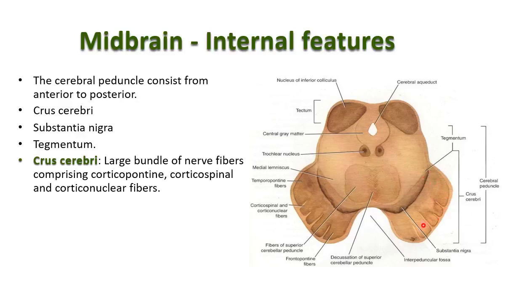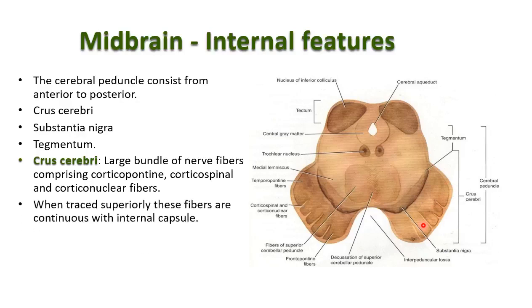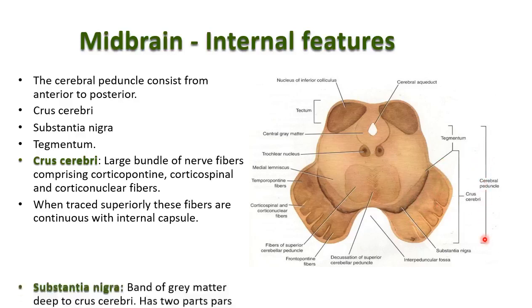If you trace this above the midbrain, they will form the internal capsule, a very important region which we will be discussing later. And below, in the pons, the corticospinal fibers are broken into discrete bundles, corticospinal and corticonuclear, whereas all these frontopontine, parietopontine, temporopontine fibers relay in the pontine nuclei. So that is about the crus cerebri. The whole thing along with the tegmentum and substantia nigra is called the cerebral peduncle or basis pedunculi.